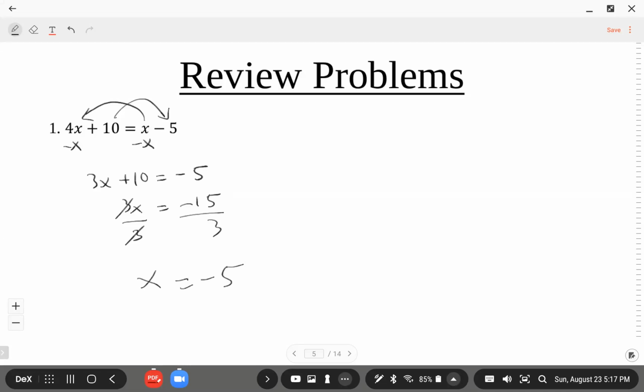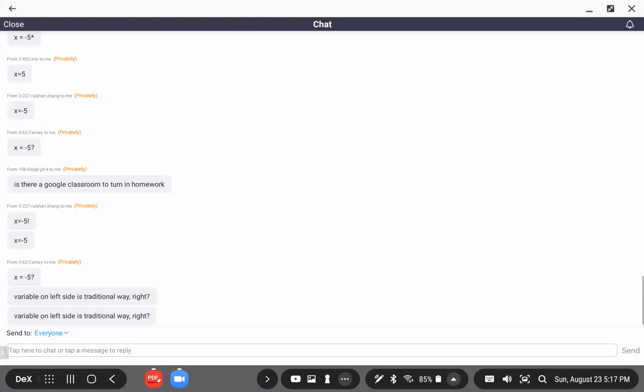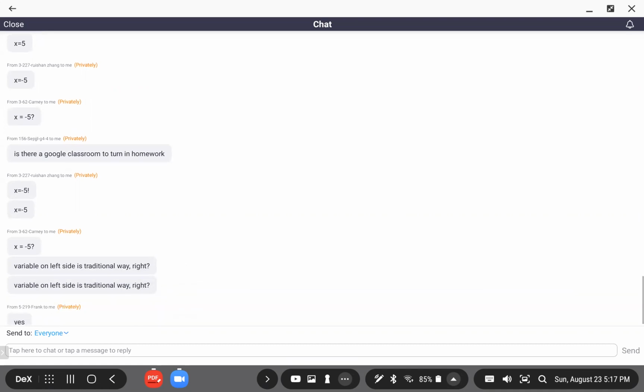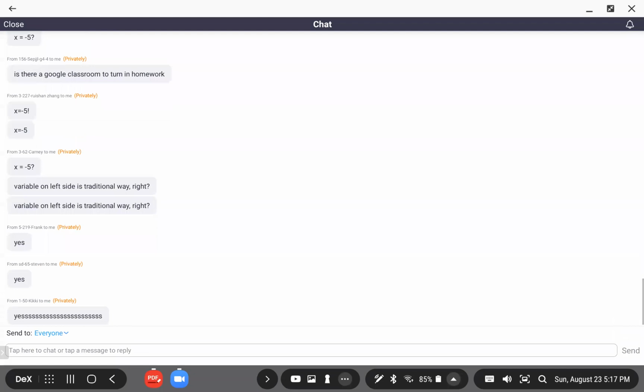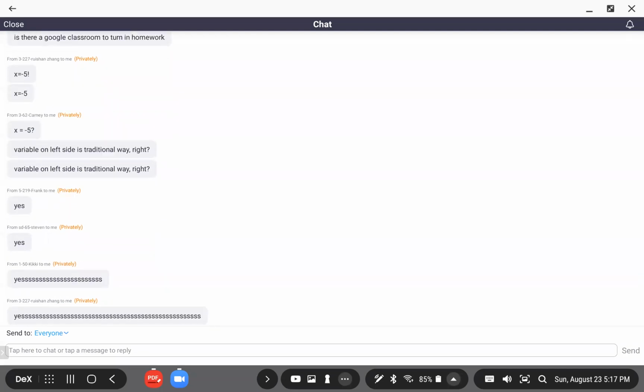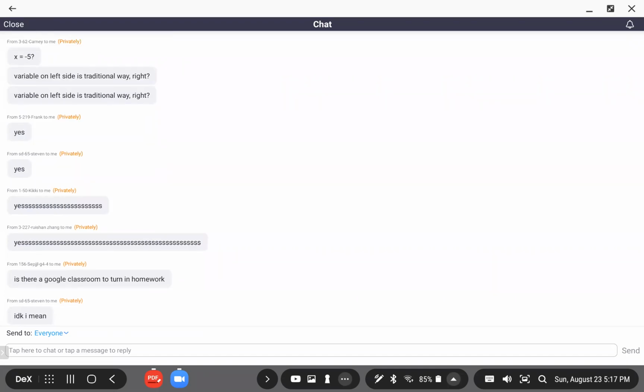Okay? So does everybody understand where I get that answer? Yes or no? Yes. And Carney asked if the variable on the left-hand side is the traditional way. Yes. Mostly it is on the left-hand side, and it's the traditional way or standard way. Okay.